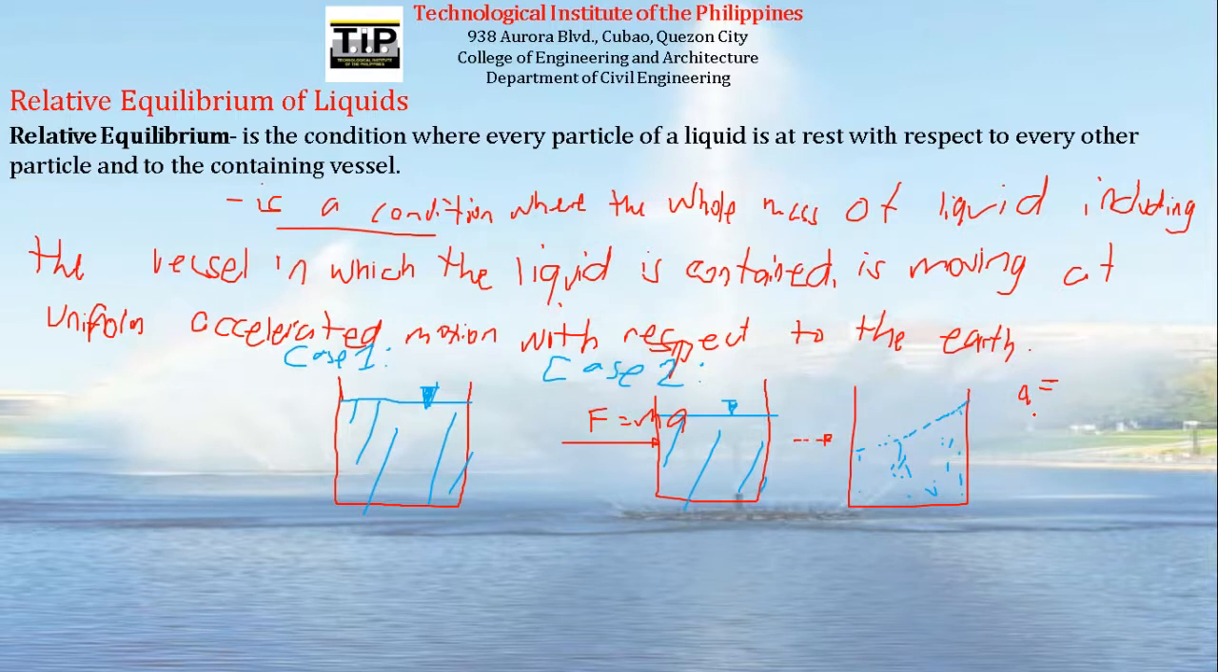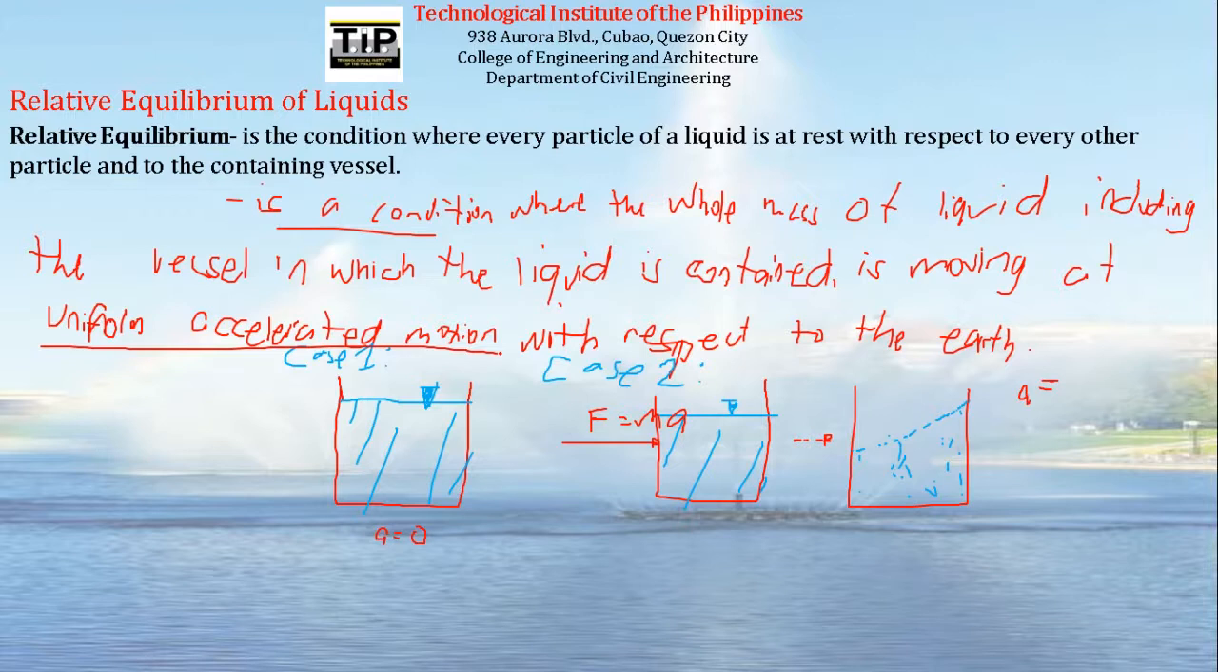Now, going back to case 1, wherein the acceleration is 0, the beaker is in equilibrium, or the water is in equilibrium. So there is no change in position. There is no translation. But in case 2, we apply a force. We push this beaker to the right, so it changes in position. So therefore, we have this uniform accelerated motion.